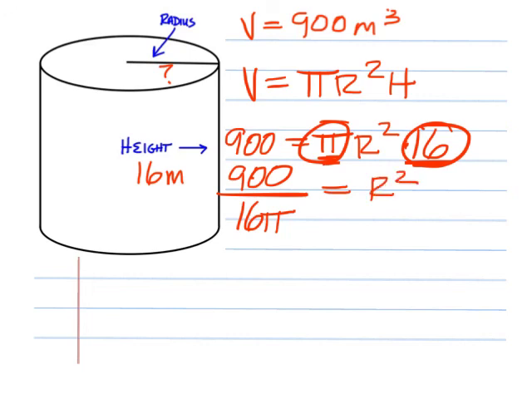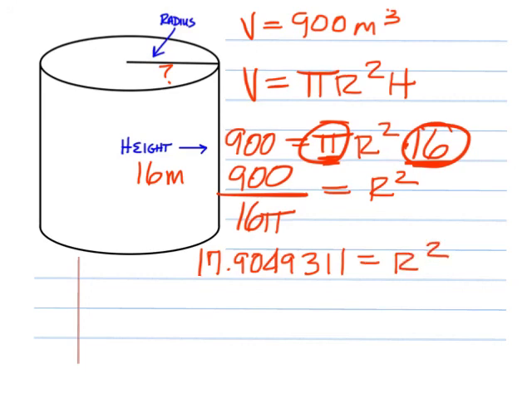R squared stays by itself. Now in your calculator, 900 divided by 16 times pi is going to be 17.9049311. Leave this number in your calculator. Do not round that number. Even on your work, you would write out 17.9049311 and set it equal to r squared.